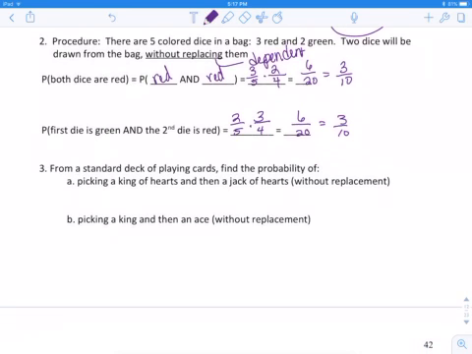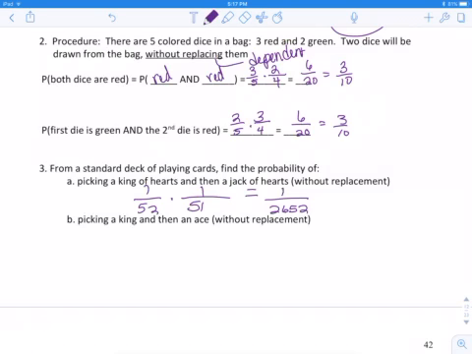Okay, one last problem here. It says, from a standard deck of playing cards, find the probability of picking a king of hearts and then a jack of hearts without replacement. There are 52 cards in the deck. For our first one, we want to pick a king of hearts. There's only 1 king of hearts. Now, we're not replacing it, so for the next one, there are only 51 cards left, and there's only 1 jack of hearts. Multiplying these, we'd get 1 out of 2652.